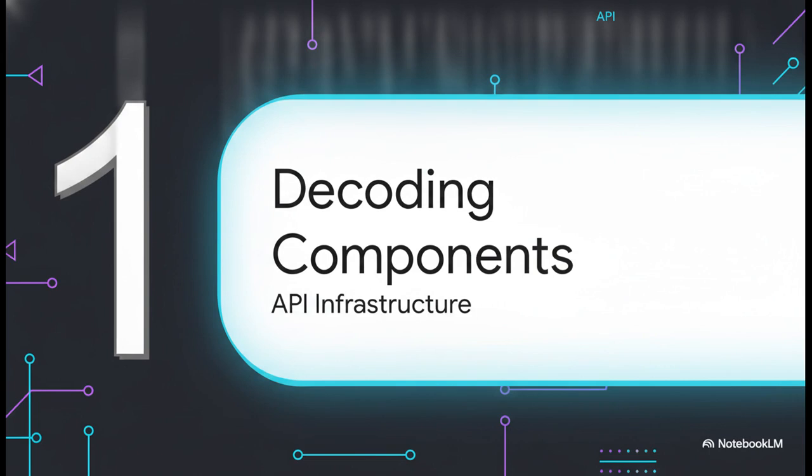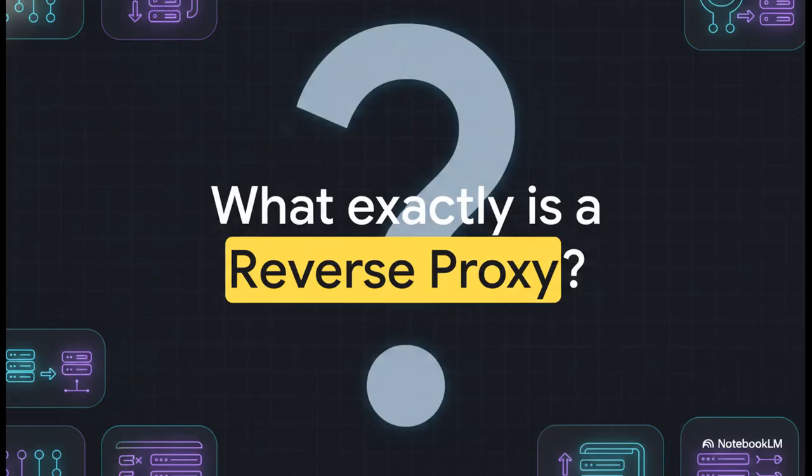Section 1. Decoding API infrastructure components. Before we look ahead to 2026 trends, we really need to make sure our foundation is rock solid. So let's start with a really fundamental question. What exactly is a reverse proxy? If you look at modern system design, you've got proxies, load balancers, gateways. It is a recipe for total cognitive overload, honestly. So let's just strip it down to the basics.